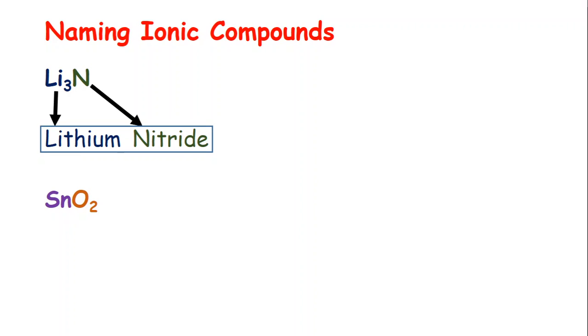For SnO2 we have to find the element with the symbol Sn, which is tin, and then we have to find the element with the symbol O. The element with the symbol O is oxygen, but again the name is changed and we get tin oxide as the name for this compound.